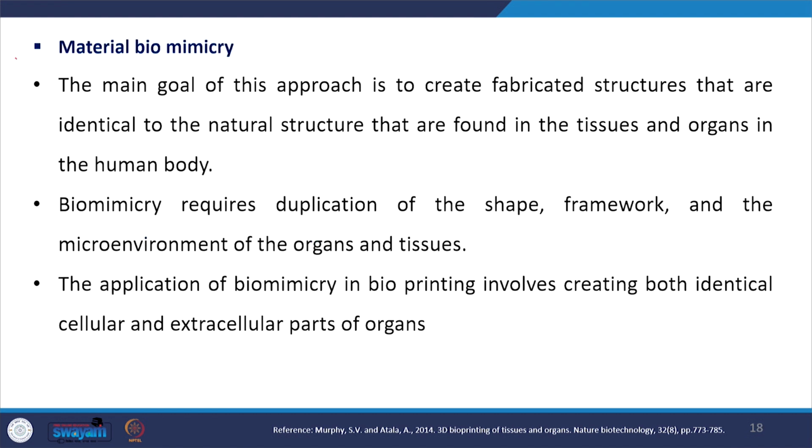The last one is material biomimicry. The main aim of 3D bioprinting is to create artificial tissues or organs which will mimic your original tissues or organs. So, we have to select the material which mimics your original tissue or organ. So, we have to select the particular biomaterials. In that case, the success rate of the final product is very high.